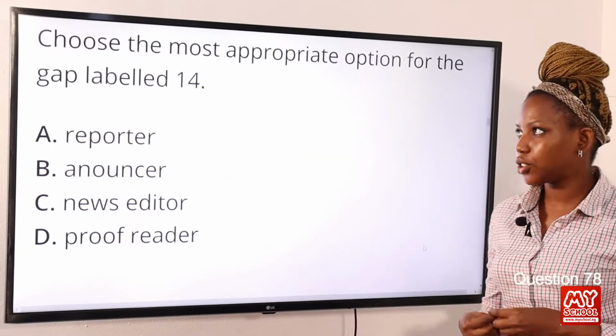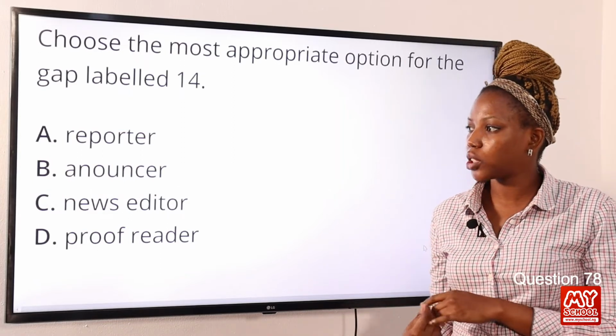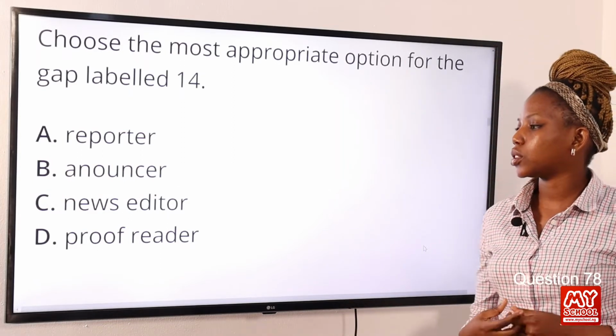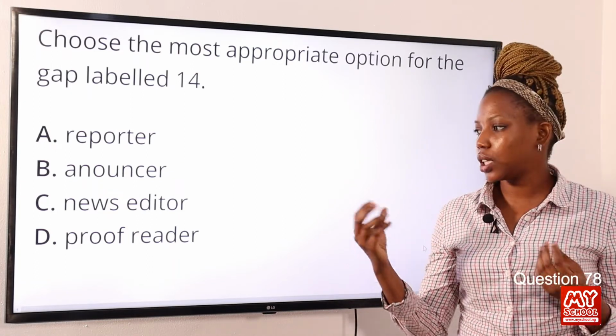Question 78. Choose the most appropriate option for the gap labeled 14. Option A, reporter. Option B, announcer. Option C, news editor. Option D, proofreader. The answer to this question is news editor.